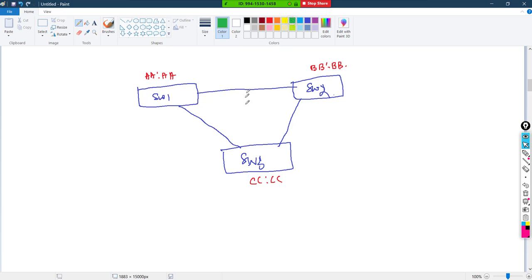Now I told you we need STP within switching technology. If I don't enable STP, there could be looping happening. To avoid looping, I'll make use of STP. How STP works is, the first thing STP has to find out is the root bridge.